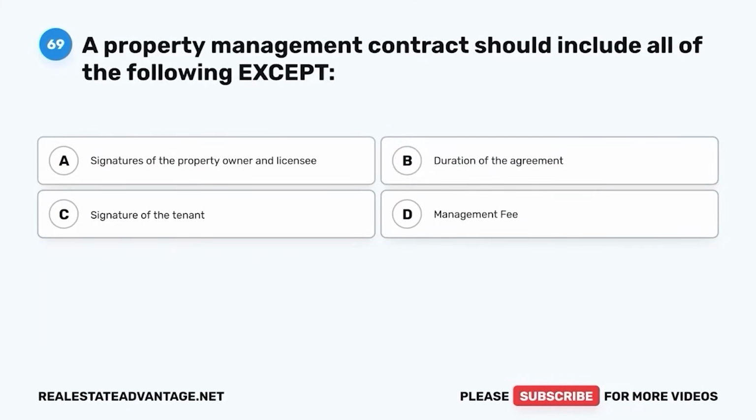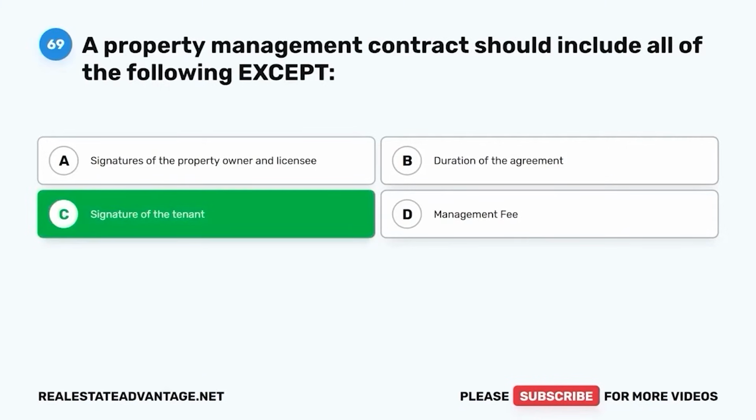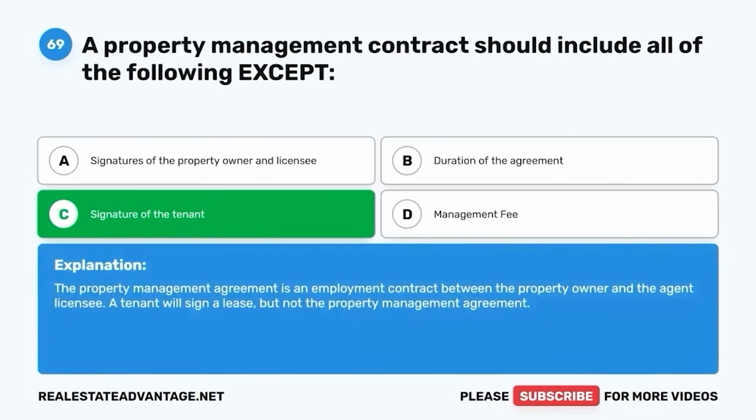Question 69. A property management contract should include all of the following, except: A. Signatures of the property owner and licensee. B. Duration of the agreement. C. Signature of the tenant. D. Management fee. The correct answer is C. Signature of the tenant. The property management agreement is an employment contract between the property owner and the agent licensee. A tenant will sign a lease, but not the property management agreement.